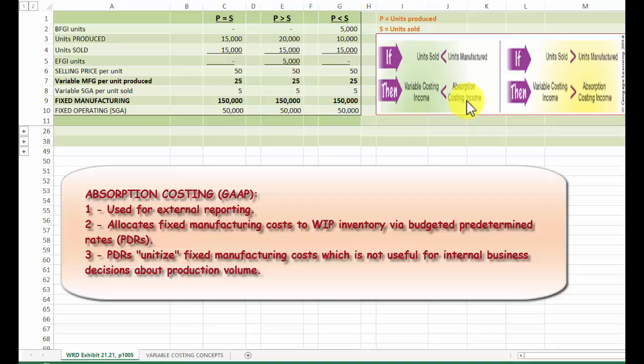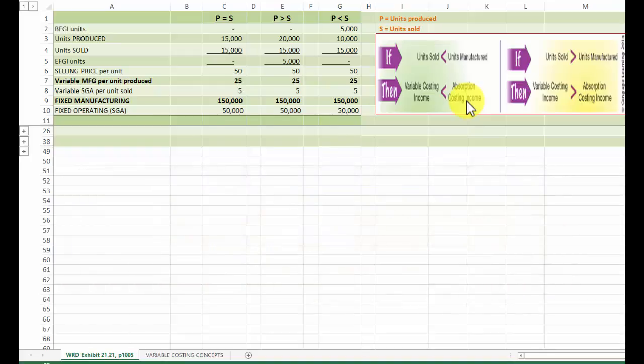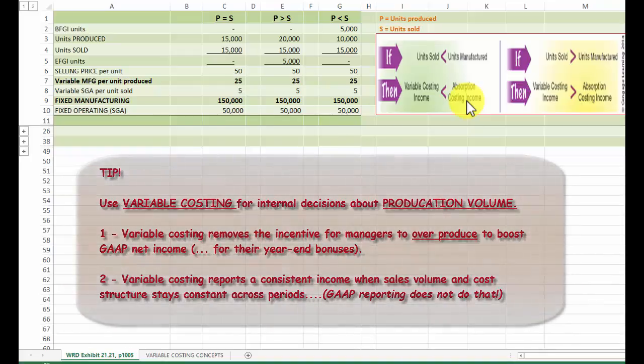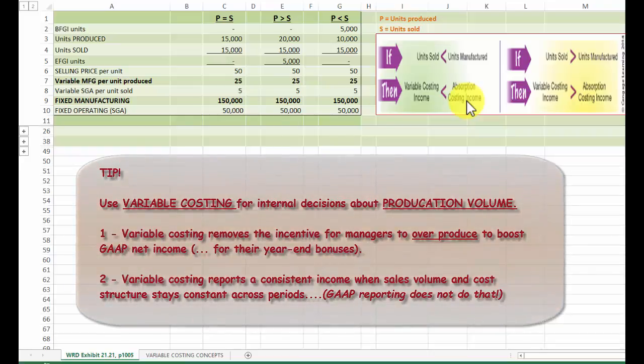An issue that decision makers have with absorption costing is that it unitizes fixed manufacturing costs per unit, which is not good for decision making. The key to business decision making is that to control a variable cost, a manager would make decisions about the volume of production. To control fixed costs, the manager makes decisions about the time.